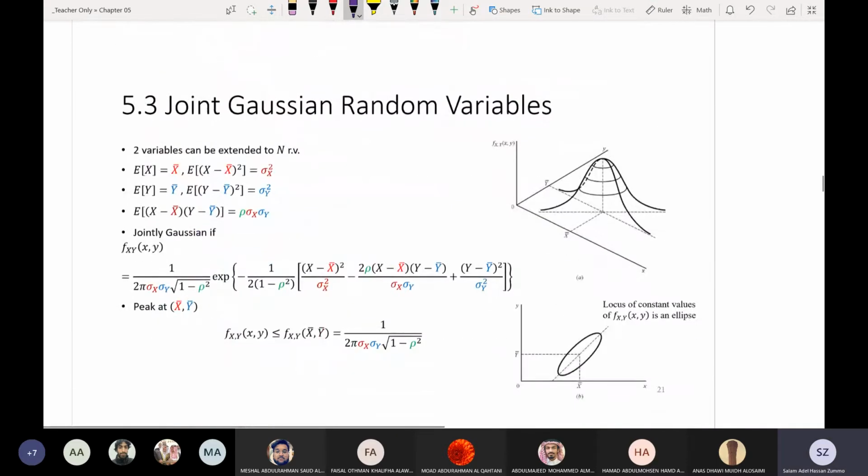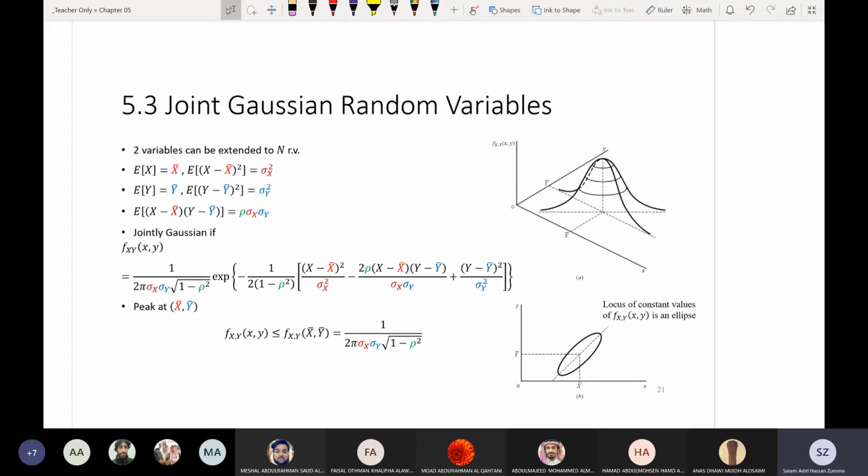Now let's talk about a very important concept, which is jointly Gaussian random variables. This is very important, and we will see it a lot when we talk about random processes later in chapter 7, or chapter 6, sorry. Jointly Gaussian random variables are a specific type of random variables that we call jointly Gaussian.